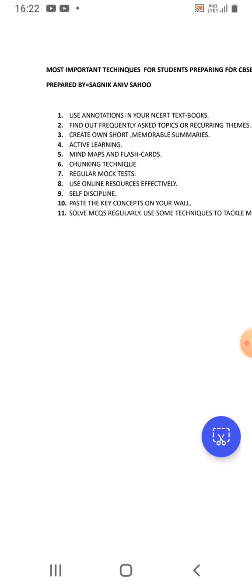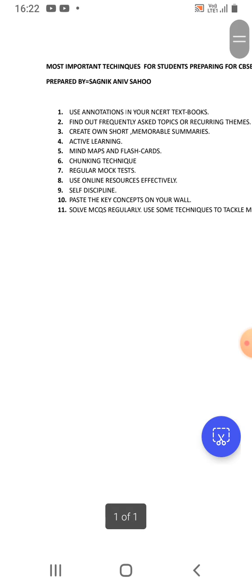Then number 5, mind maps and flashcards. Mind maps and flashcards actually are quite helpful. These must be used for quick revision of key concepts, formulas and key ideas. It is also one essential part of recalling actively. The fourth point says about learning actively. The fifth point says about recalling actively.